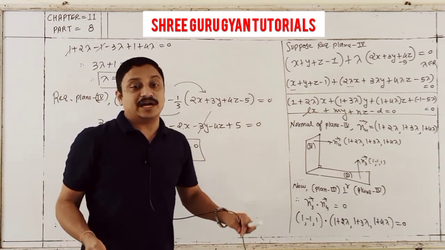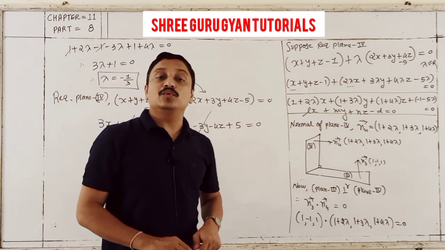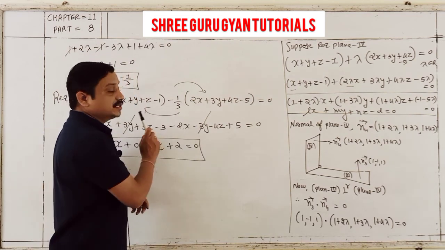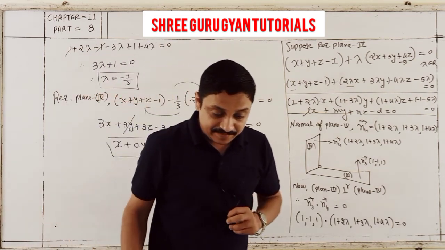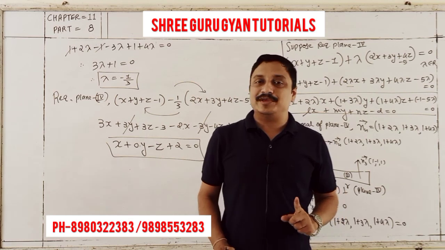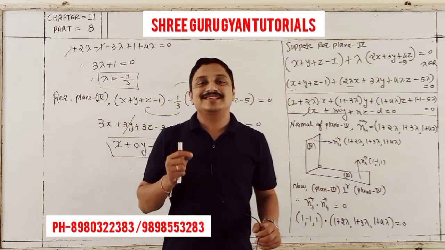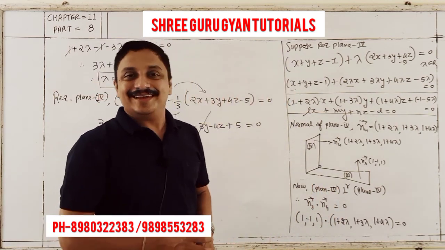Here only the Cartesian plane is given, not the vector form. And students, this question ends with this part. I stop here, and further explanations for this exercise, students, I will explain in the next part.